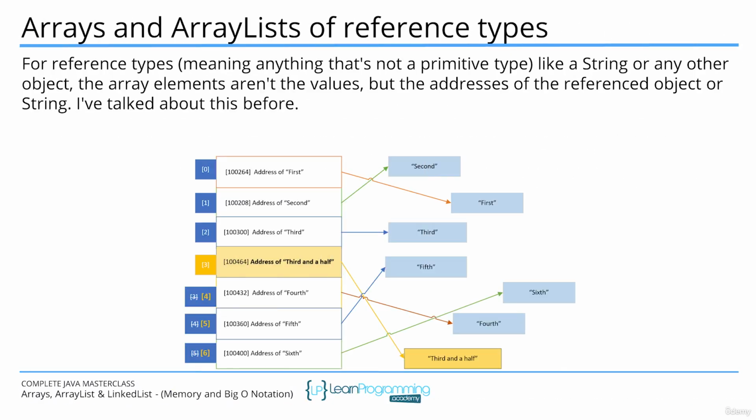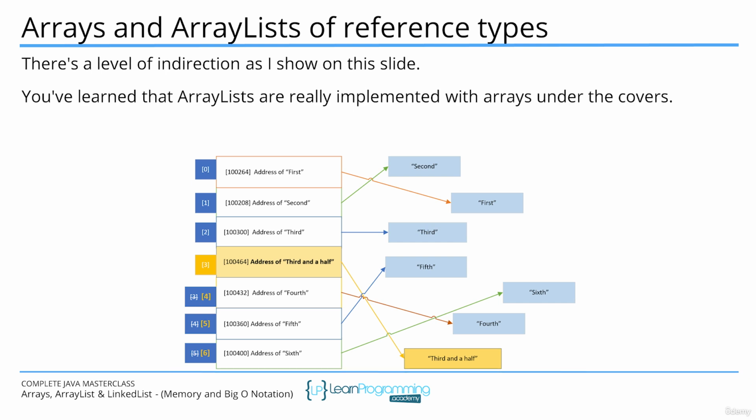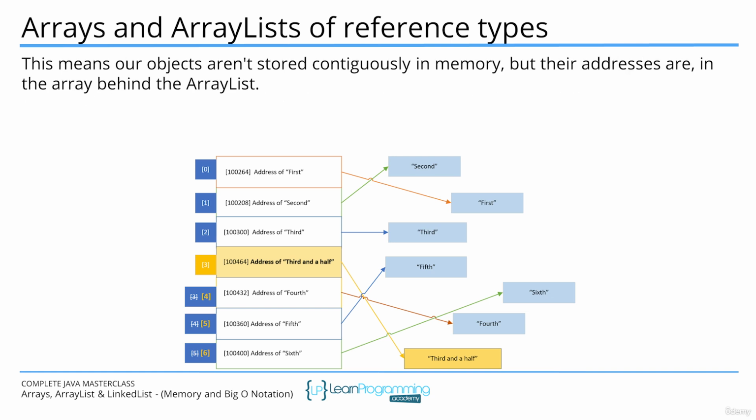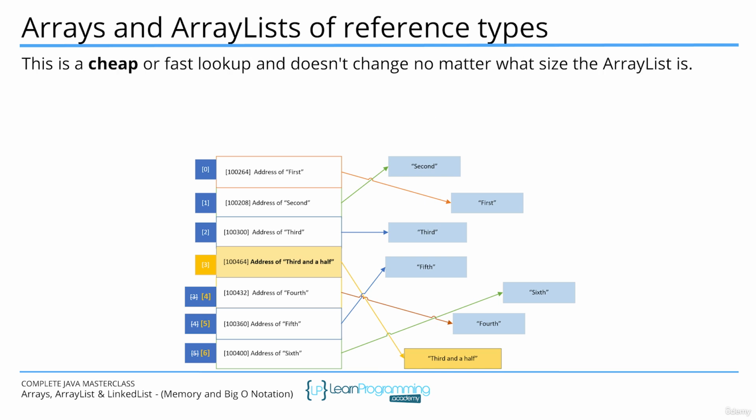For reference types, meaning anything that's not a primitive type, like a string or any other object, the array elements aren't the values, but the addresses of the referenced object or string. I've talked about this before. There's a level of indirection, as I show on this slide. You've learned that array lists are really implemented with arrays under the covers. This means our objects aren't stored contiguously in memory, but their addresses are in the array behind the array list. And again, the addresses can be easily retrieved with a bit of math if we know the index of the element. This is a cheap or fast lookup and doesn't change no matter what size the array list is.